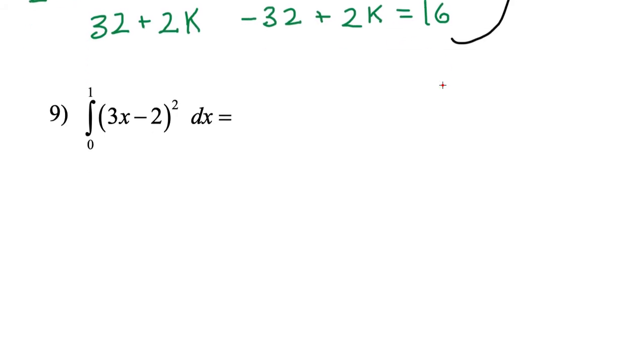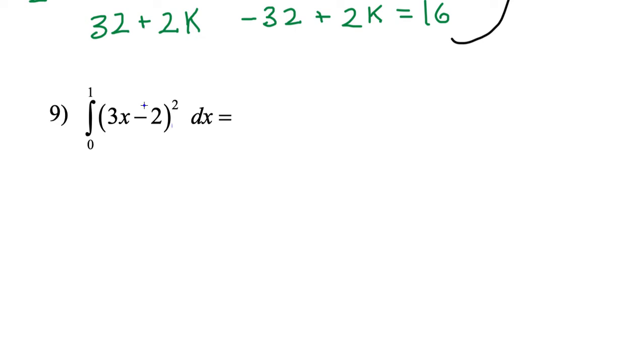Number 9. This one, you can either use Taxman or you can square. There's 2 methods of doing this. I like using Taxman, so I'm going to do that. So this is my power house. What's inside my house? The inner is 3x minus 2. That means the derivative of this 3x minus 2 is 3. Therefore, I need to use Taxman. It's not 1.